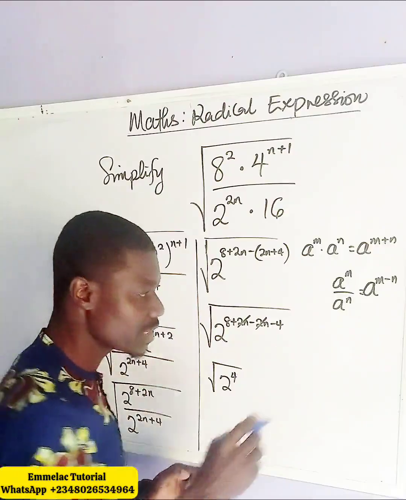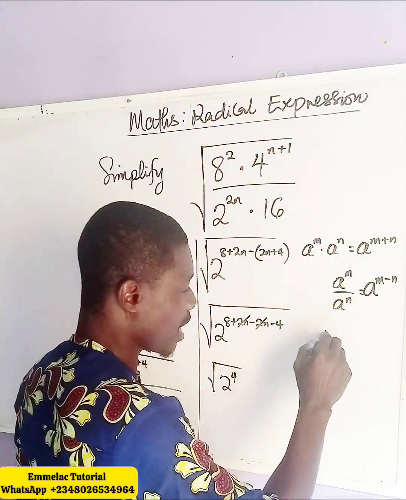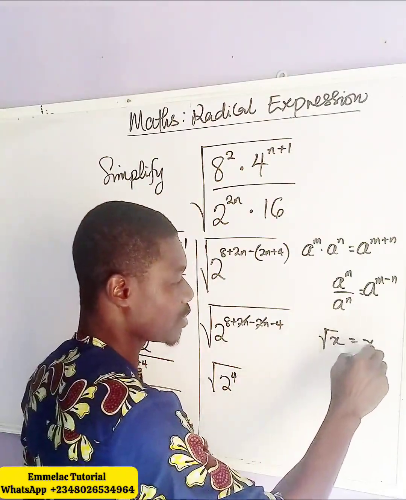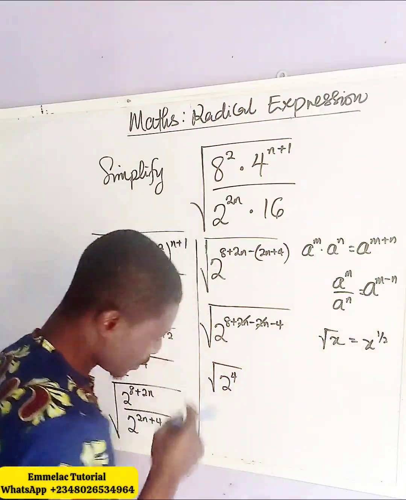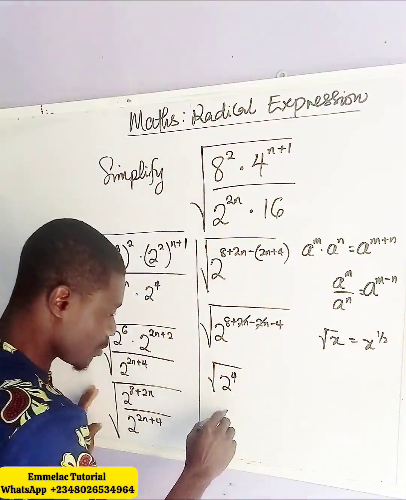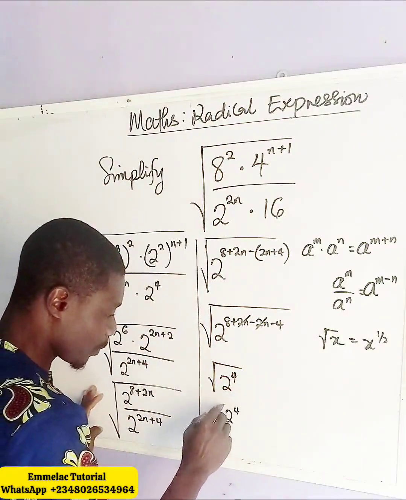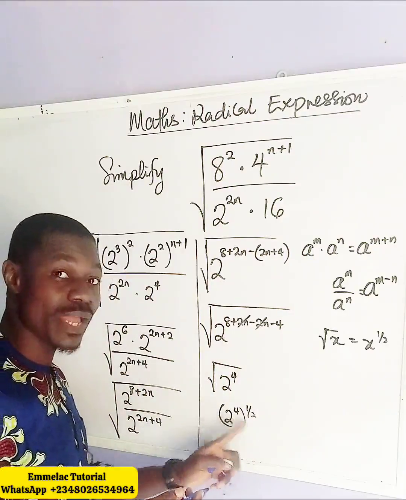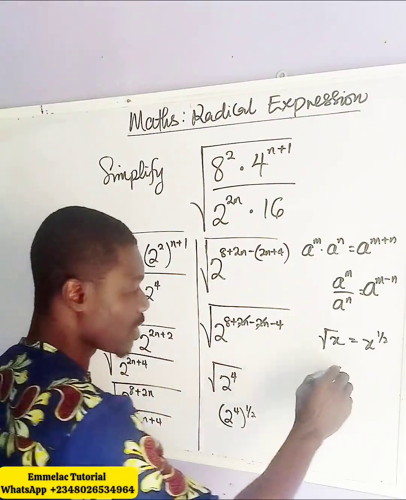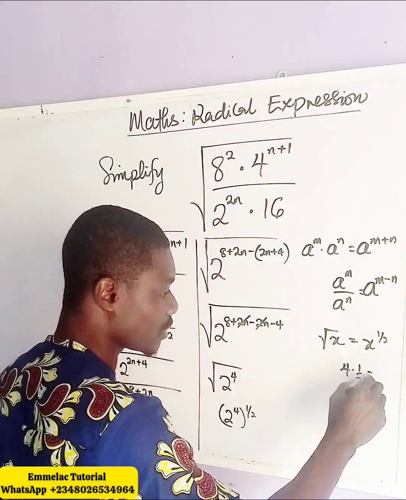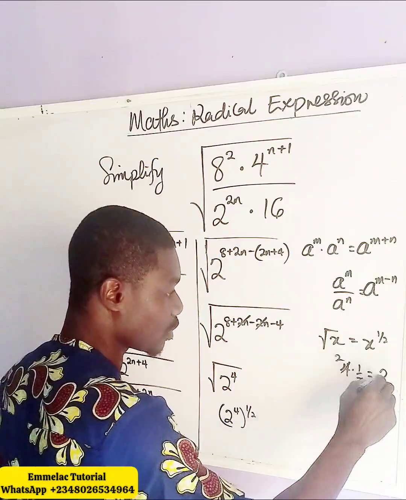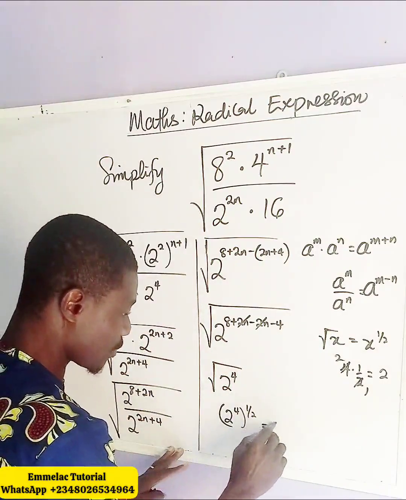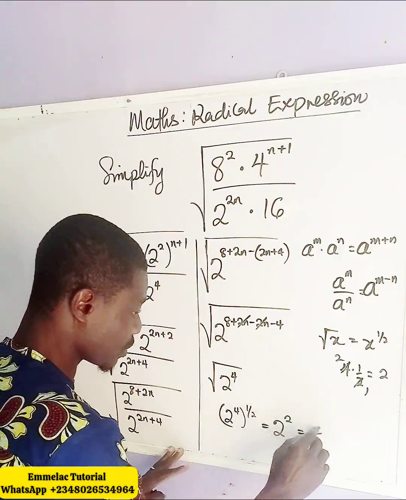Let's take note that the square root of x can be rewritten as x raised to the power of 1 over 2. If we apply that here, it means this will be 2 raised to the power of 4, all raised to the power of 1 over 2. According to the law of indices, we can multiply the exponents. So by multiplying, 4 times 1 over 2 gives us 2. So here we have 2 raised to the power of 2, which gives us 4.